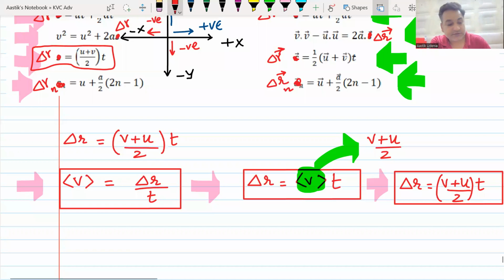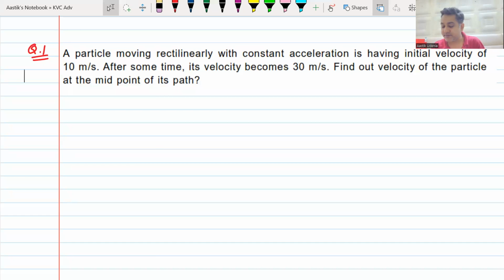Remember, these are questions strictly on uniform acceleration. And here comes the first question based on uniform acceleration, and I hope that you can solve it. A particle moving rectilinearly. That means in a straight line. I hope you can see this. Yes or no?